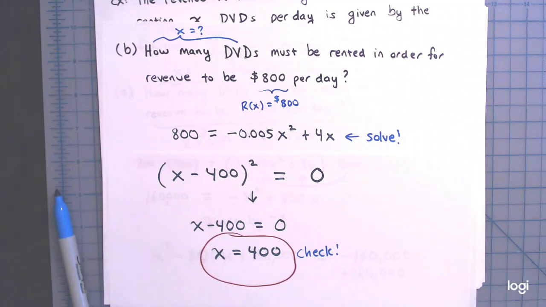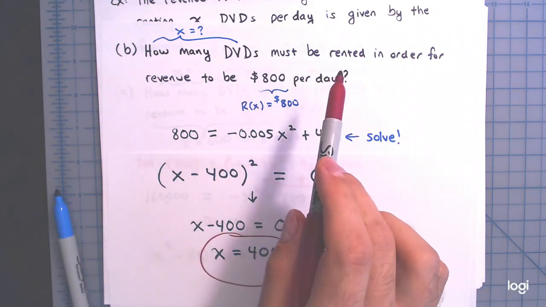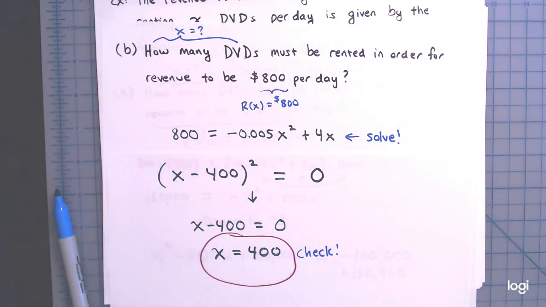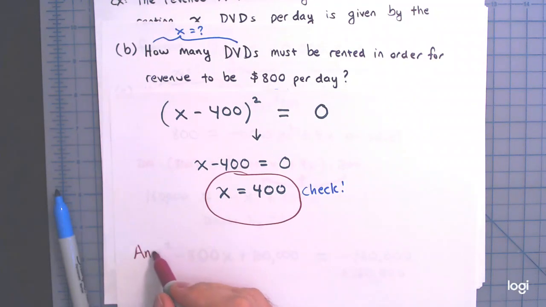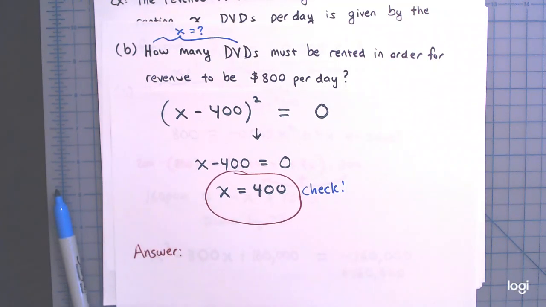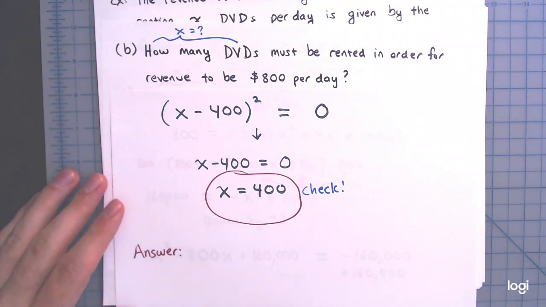And does it make sense for the problem? Well, yeah, it's a positive number. It's a nice whole number, and the question was how many DVDs must be rented, right, to get this revenue of $800. So, I mean, renting 400 DVDs sounds like a reasonable thing, right? That could happen. Right. So finally I'm going to actually word the answer to that question. Alright, so again, word problems, application problems, please, answer your questions in complete sentences, and have units on your numbers so that it gives them meaning and they make sense.